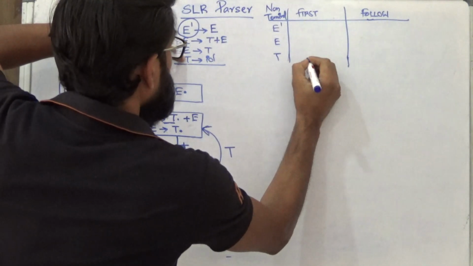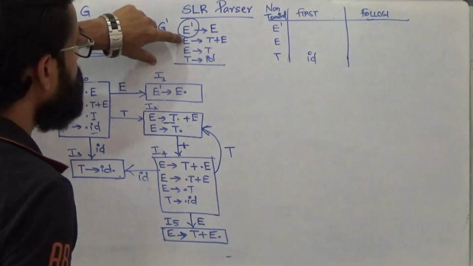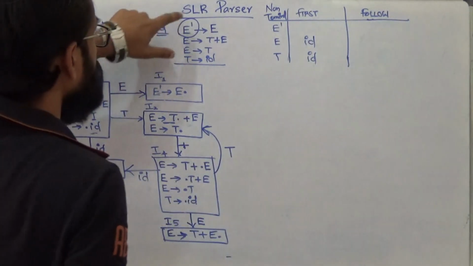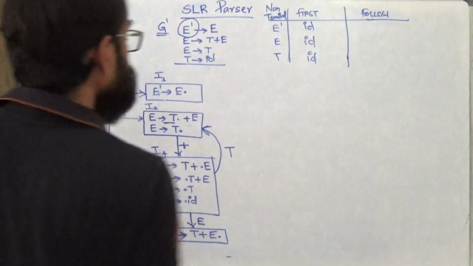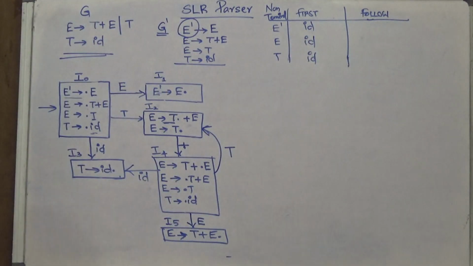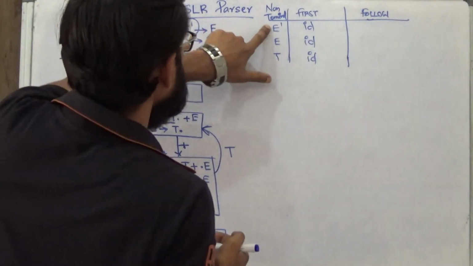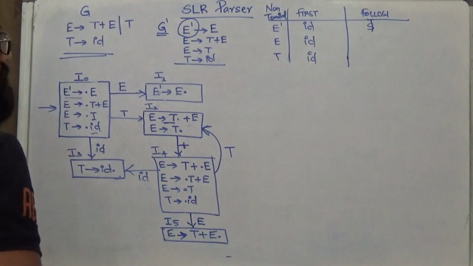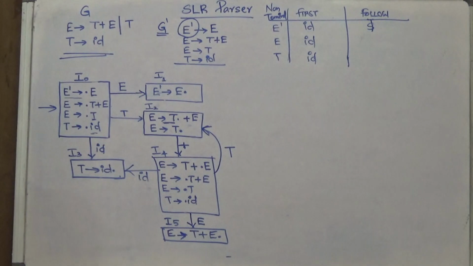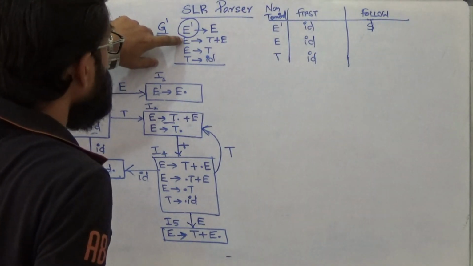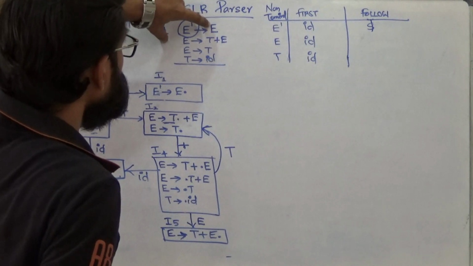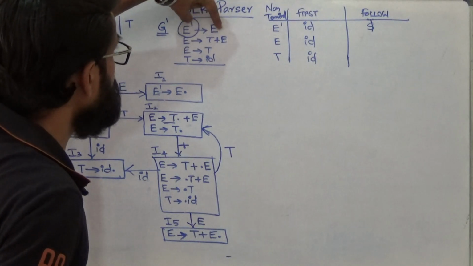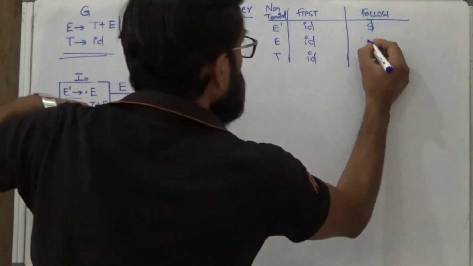First of T is ID and first of E is first of T, so this will be ID, and first of E dash is again ID. Now if we move on to follow, what about follow of E dash? Since E dash is the starting symbol, follow of E dash is dollar and nothing else can be added to follow of E dash. Now what about follow of E? If I consider this one, E is followed by nothing here, so you can add everything in follow of E dash to follow of E. So dollar will be added.